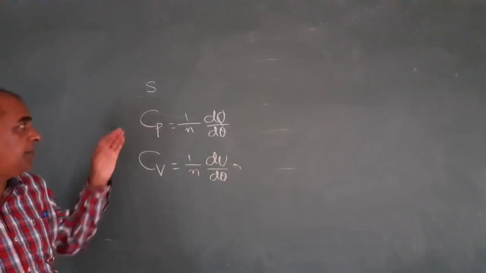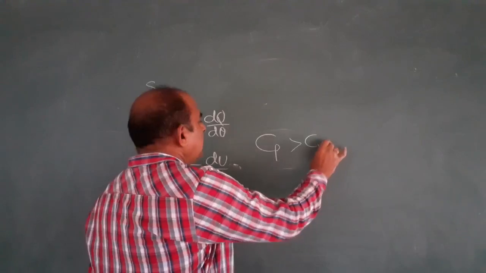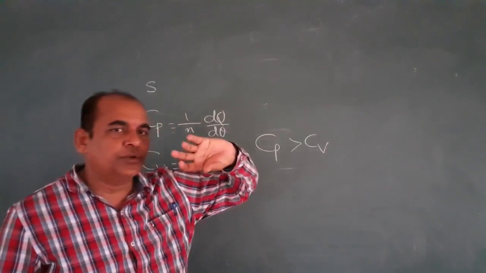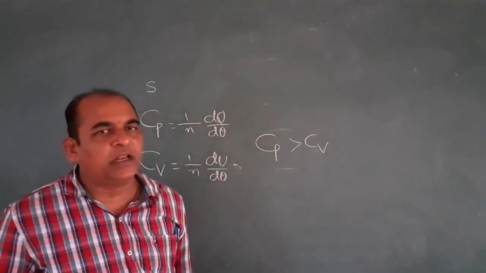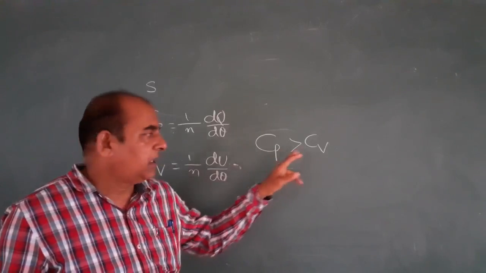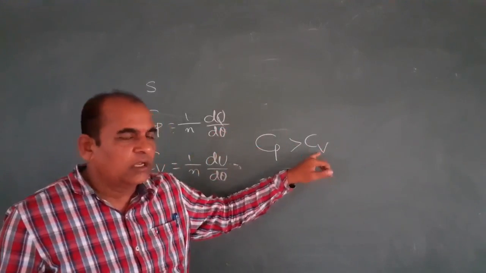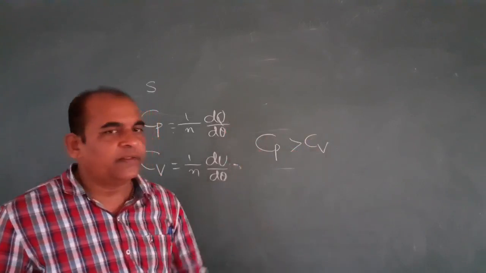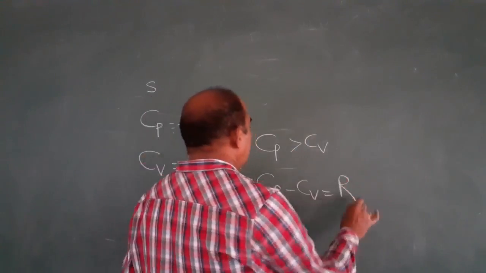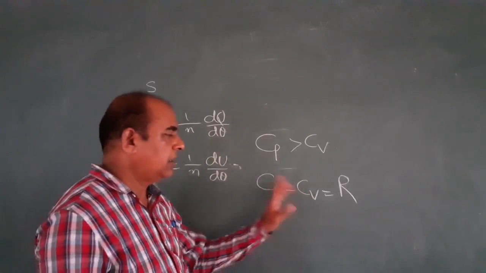That's why Cp is greater than Cv. The heat supplied at constant pressure is utilized to increase the internal energy and to do the external work, so more heat is required. So that is Cp. At a constant volume, the heat supplied is utilized to increase its internal energy only, so Cv is less. So Cp is greater than Cv. Therefore, Cp minus Cv is equal to capital R, the universal gas constant.